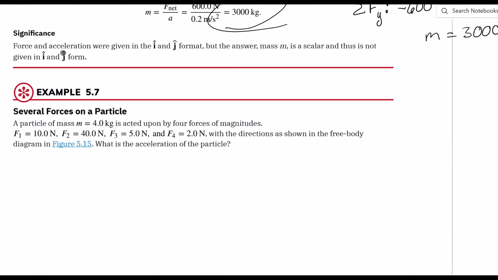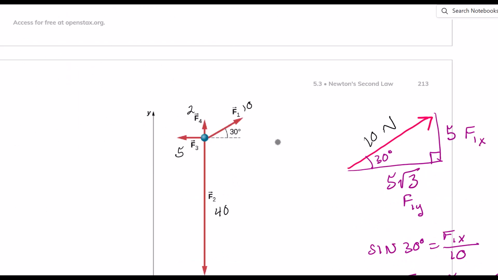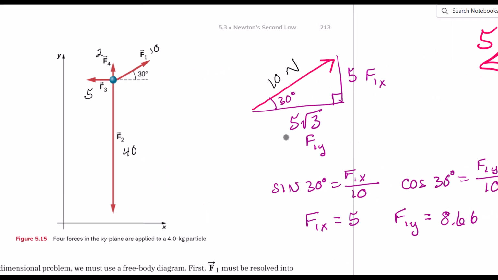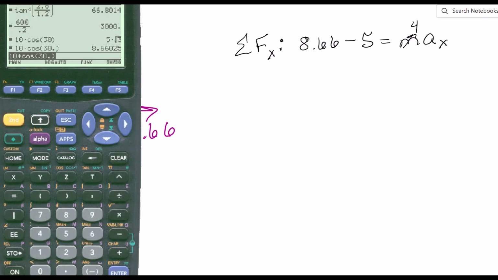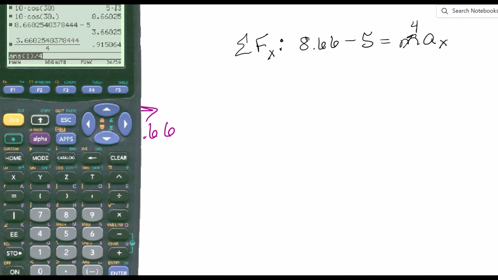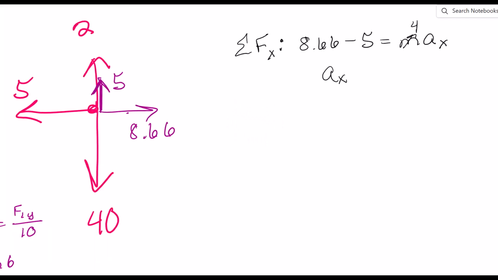4. So 8.66, and I'm not using the rounded off version, minus 5, divided by 4. So acceleration in the x direction is 0.915. And because everything was in the correct units, kilograms, meters, and seconds, this is in meters per second squared.